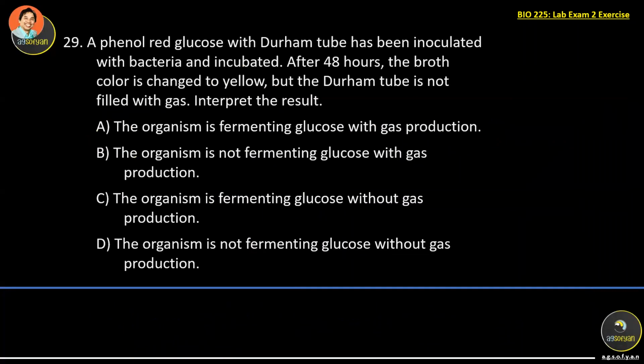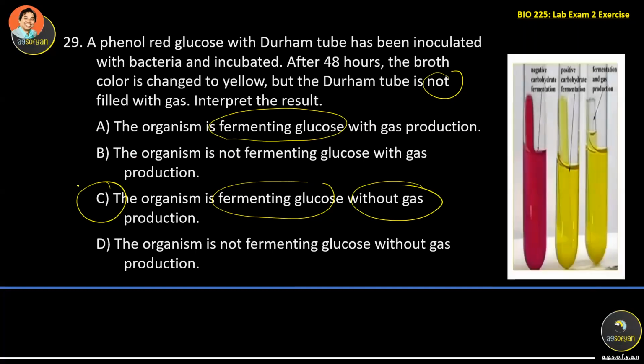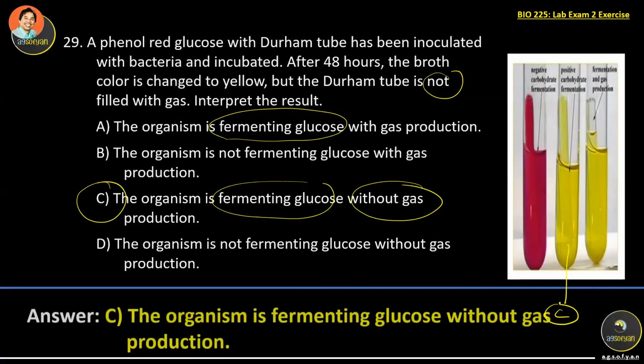A phenol red glucose with Durham tube has been inoculated with bacteria and incubated. After 48 hours, the broth color changed to yellow, but the Durham tube is not filled with gas. Interpret the result. Of course, it means fermenting because yellow, but there is no gas, not filled with gas, so it's going to be this one. So C is the correct answer, which is this over here.